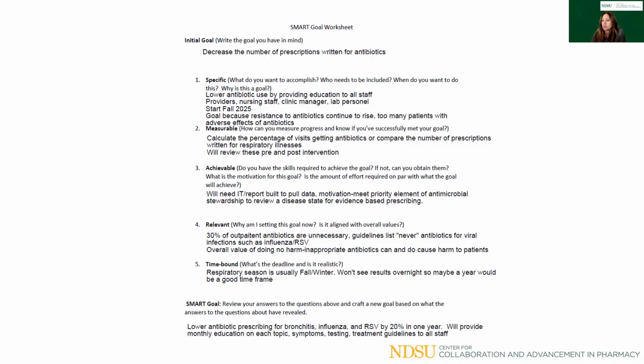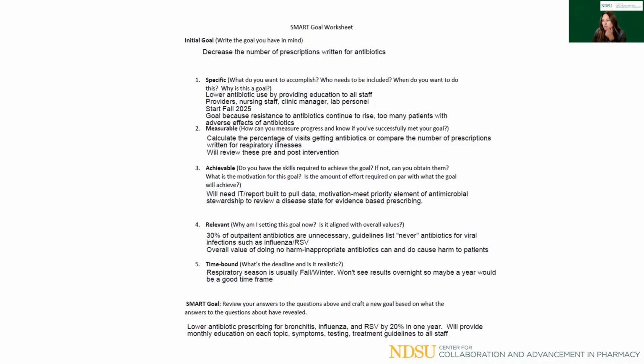So in the worksheet, we talked about being specific. Think about what you want to accomplish, who needs to be included, when we want to do our goal, and why this is a goal. So my thought was, I want to lower antibiotic use by providing education to all the staff. The people that need to be included are providers, nursing staff, clinic managers, lab personnel, and I might have forgotten somebody, but a large group of people need to be involved.